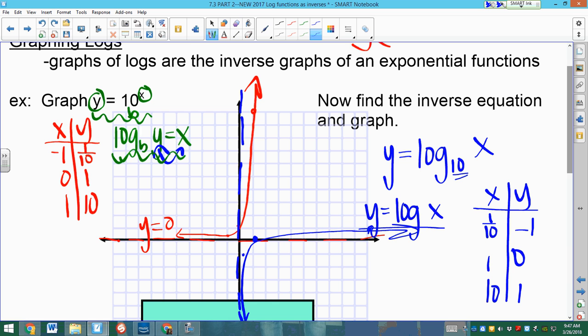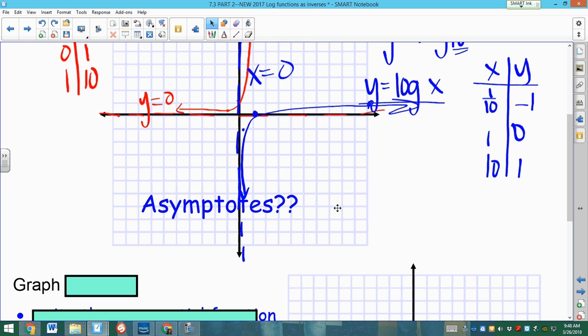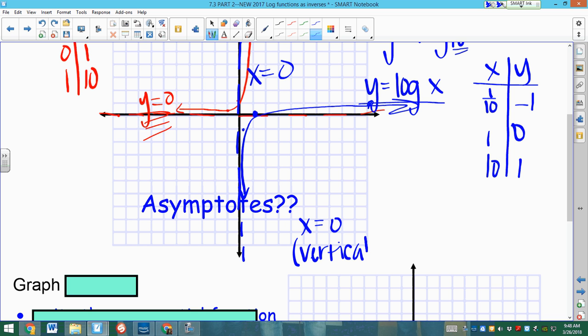And we are going to have a vertical asymptote for the log graphs at x equals 0. So I don't think we've done any functions yet this year that we have had a vertical asymptote, but now we do. So on the exponential graph, it is y equals 0, and on the logarithm graph, it is x equals 0 because it is a vertical asymptote.